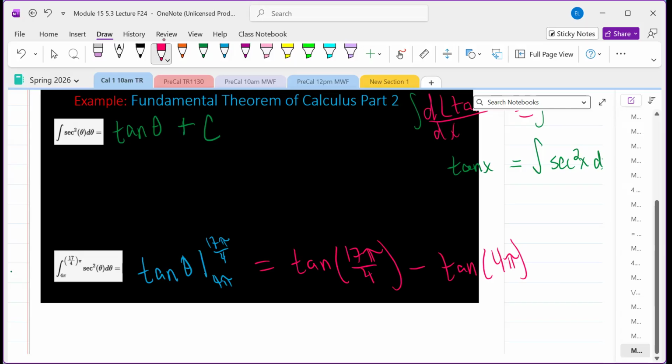Now, in order to use the calculator here, I'm plugging in pi numbers. Those are radian numbers. So I need to make sure my calculator is in radians mode. So the tangent of 17 pi divided by 4 minus the tangent of 4 pi. And it turns out this is 1.